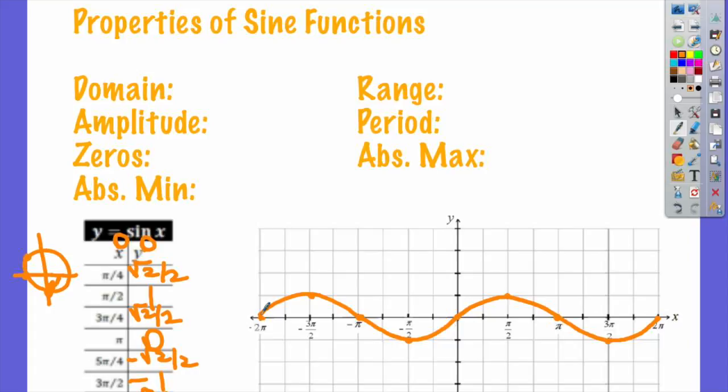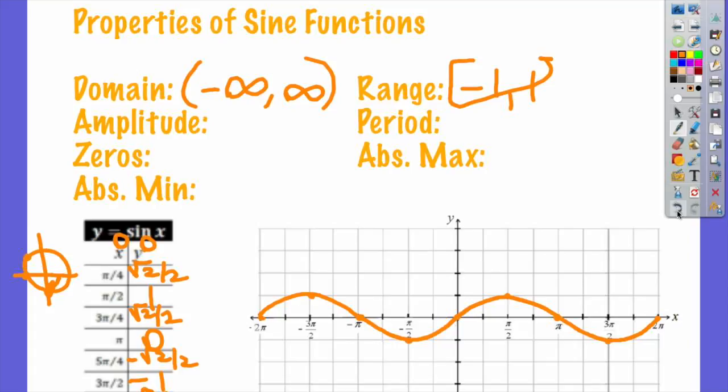But does it stop at negative 2 pi? It keeps going, right? What about after 2 pi? Does it stop at 2 pi? No. So what is the domain of your sine function? Negative infinity to positive infinity. Very good. What about the range? What is the range of this function? Look at your paper. What would you say the range is? Are they included? Yes, they are, because clearly it goes up to 1 and down to negative 1.